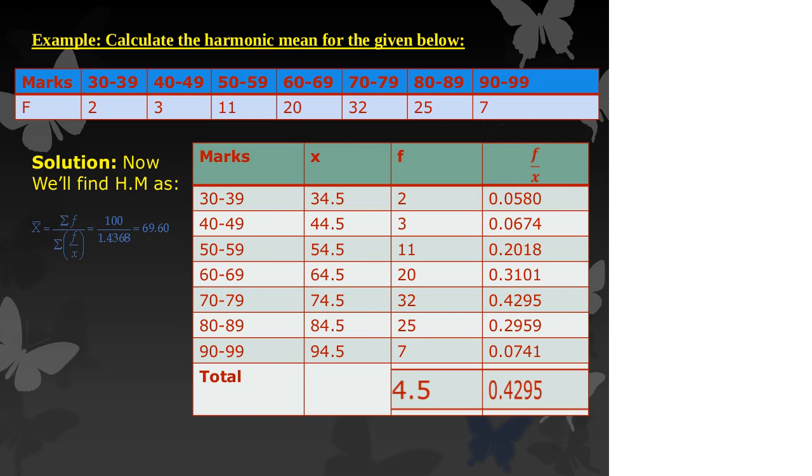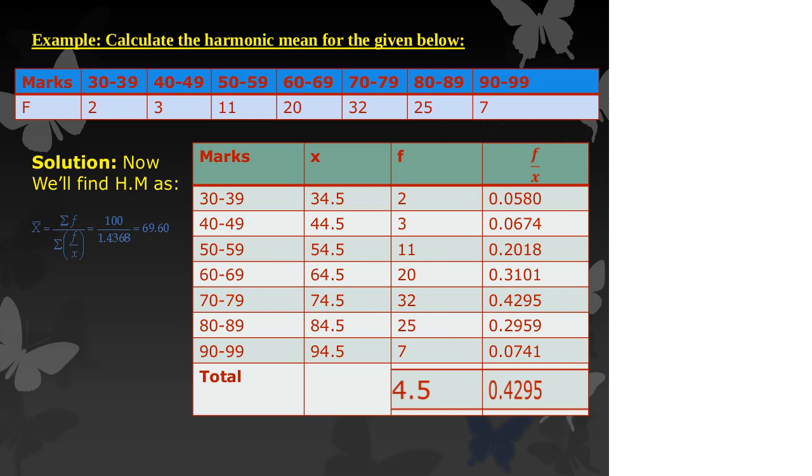So after discovering our median class is 69.5 to 79.5, we identify our L. Our L is the lower limit. What is the lower limit? So the lower limit is going to be 69.5. Then we have n over 2. N over 2 is 100 divided by 2, which we know is 50.